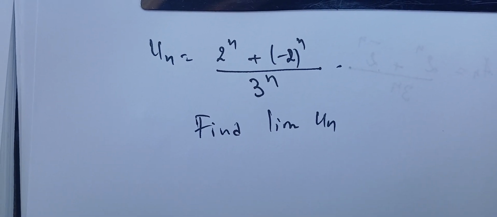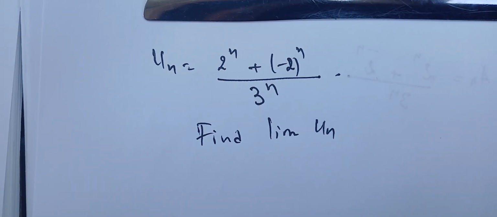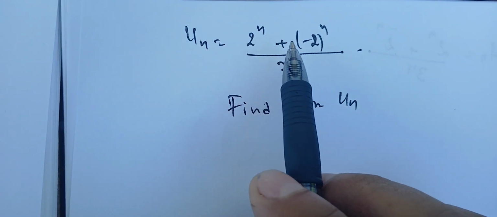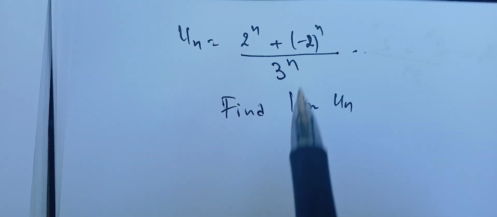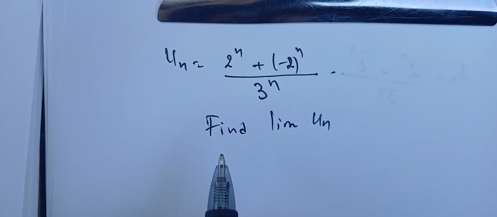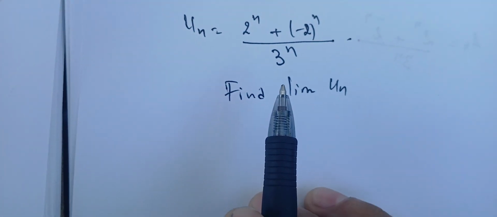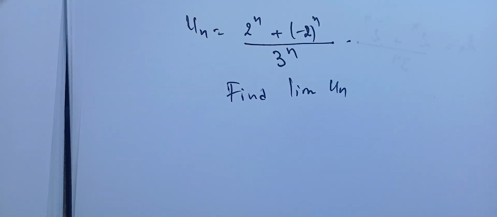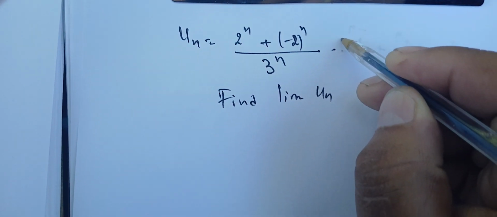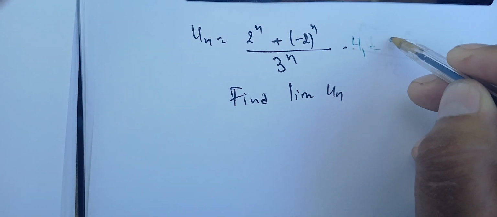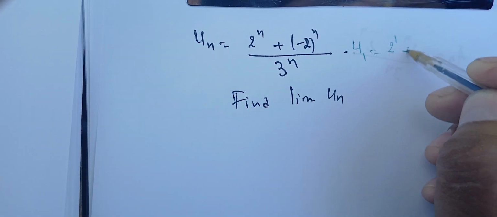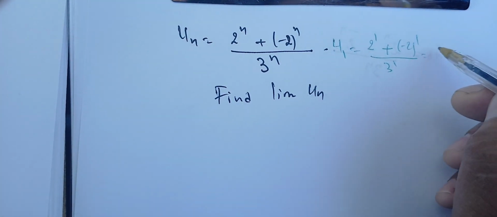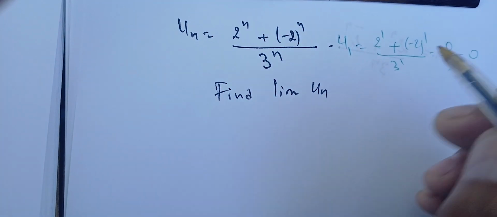Now we're going to try to find the limit of the following sequence. u_n is (2^n + (-2)^n) / 3^n. So here, if we try to find some terms of the sequence, u1 is going to be (2^1 + (-2)^1) / 3^1. So it's going to be 0 over 3, which is 0.